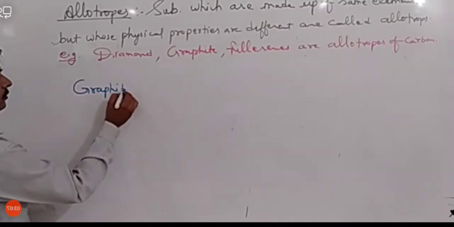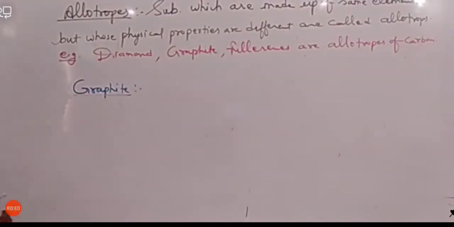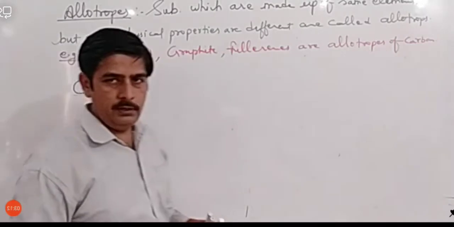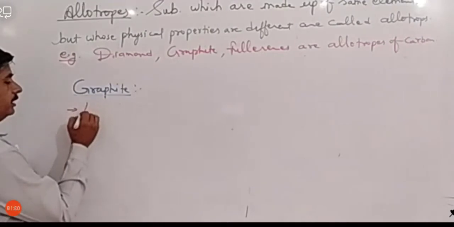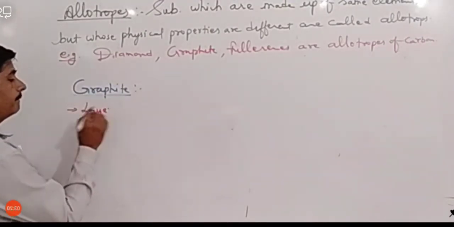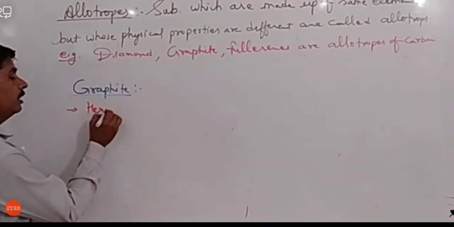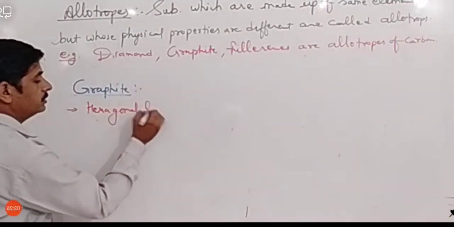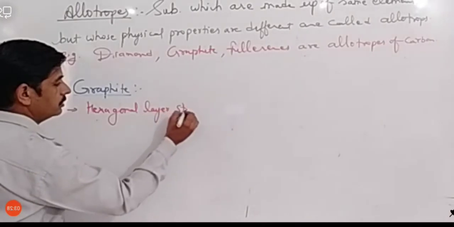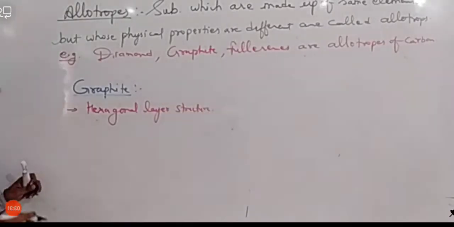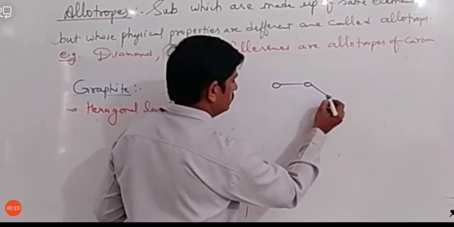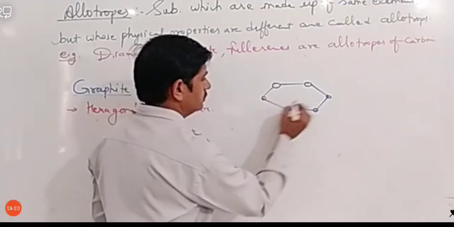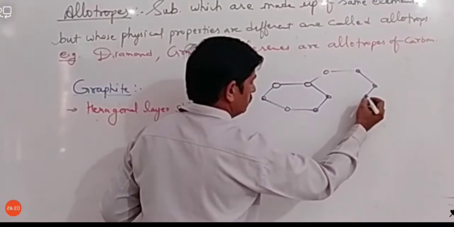Graphite. Okay, we know that graphite is an allotrope of carbon, but it has a layered structure. Let me write: it has a hexagonal layered structure. Okay, and the hexagonal layered structure is like this. Let me draw the diagram of this hexagonal layered structure. It looks like this. This is hexagonal layered structure.